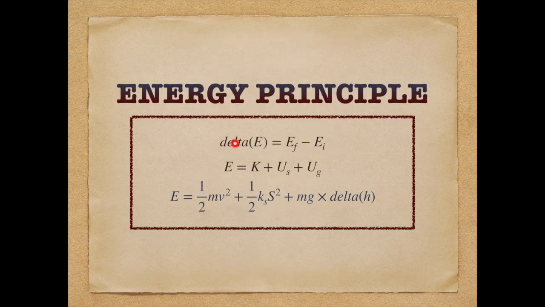Energy principle. The energy principle is the change in E equals E final minus E initial. E is equal, for this lab, to the kinetic energy plus the potential energy of the spring plus the potential gravitational energy. Kinetic energy is 1/2 mass times the velocity squared. Potential spring energy is 1/2 K s squared. And then potential gravitational energy is mg times delta h.